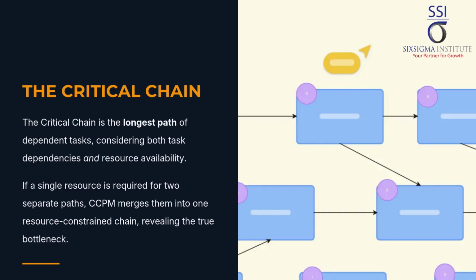Critical chain identification. The critical chain is the longest path of dependent tasks in the project network, considering both task dependencies and resource dependencies. If a resource is required for two separate paths, those paths merge into one resource-constrained chain.